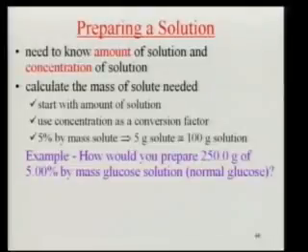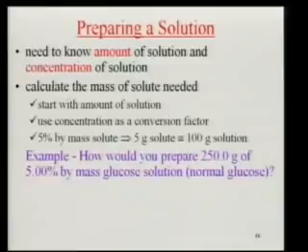What do I know about my final solution? What must be true about it? It's going to have to weigh what? My final solution, how much do I want it to weigh? Look at the problem. It says, how would you prepare 250 grams of a 5% by mass glucose solution? Okay, so that means I want my final solution to be 250 grams.